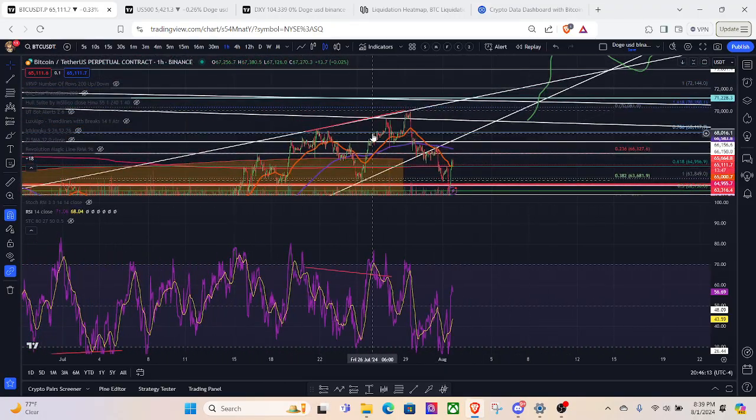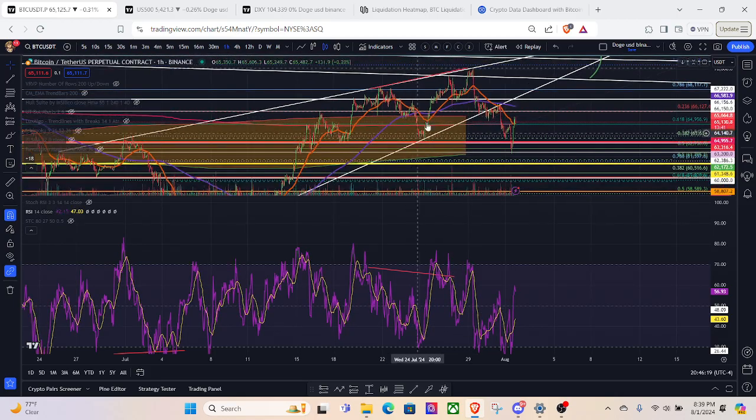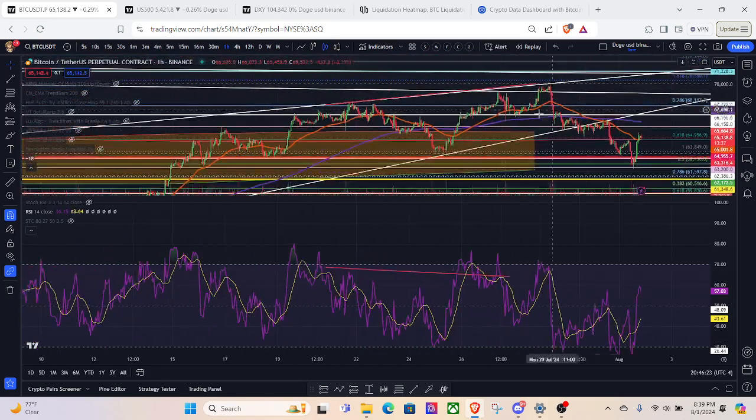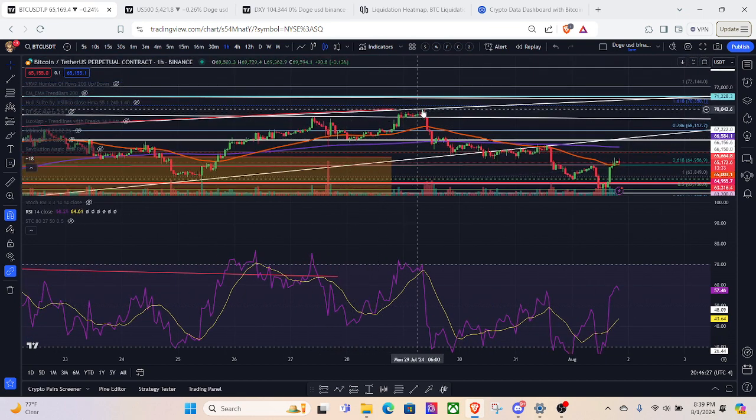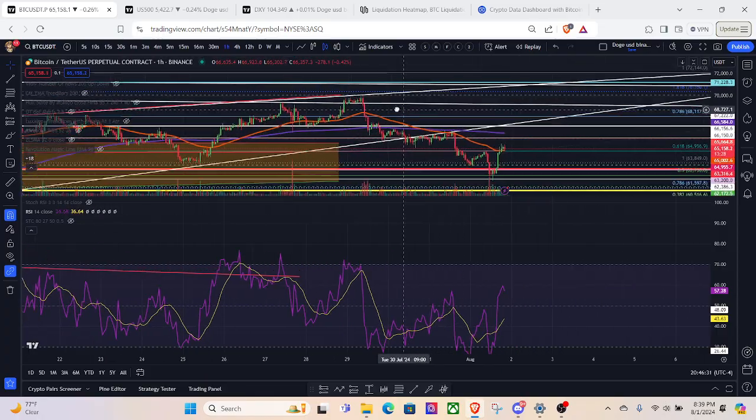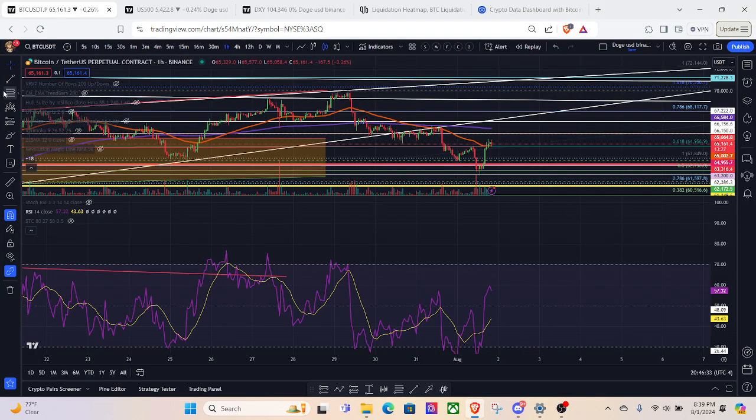And after the move up, you can see it struggled to stay above it here, retraced a bit, moved back above it here, attempted to hold it here one last time, and made our final move up where we ultimately got rejected. And Bitcoin has now been putting in essentially lower highs and lower lows ever since then.